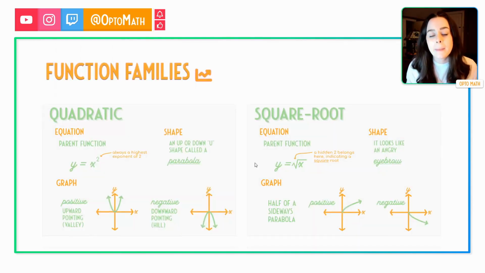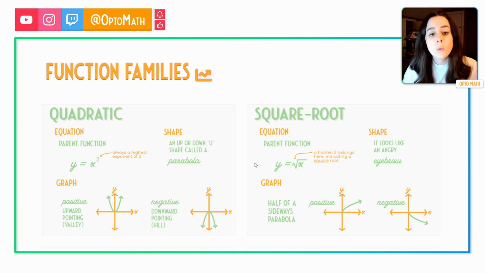Our next function family is quadratic. The equation is y equals x squared as the parent function. Now when I say parent function, that is the simplest way of representing a function family. So it's one of the parents, and any numbers you add to that type of equation, to that function family, would be called a transformation, which are basically the little children of the parent function. We'll get more into that later.